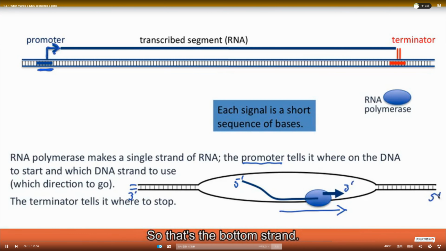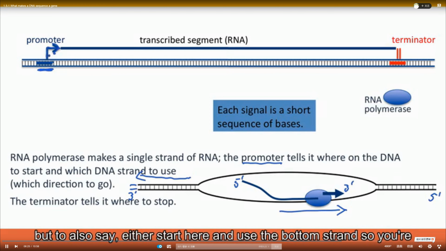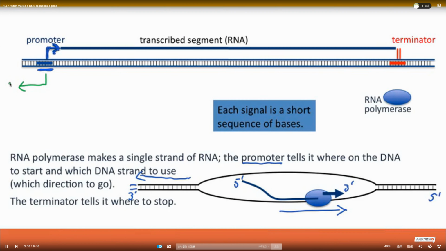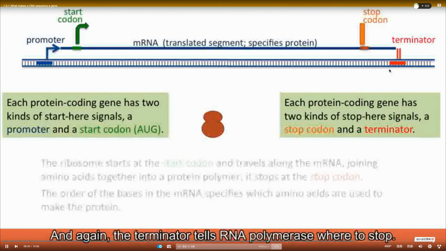So that's the bottom strand. If RNA polymerase were to use the top strand, it would have to be going in that direction. And so a function of the promoter is not just to say start here, but to also say either start here and use the bottom strand, so you're going that way, or start here and use the top strand, so you're going this way. And again, the terminator tells RNA polymerase where to stop.